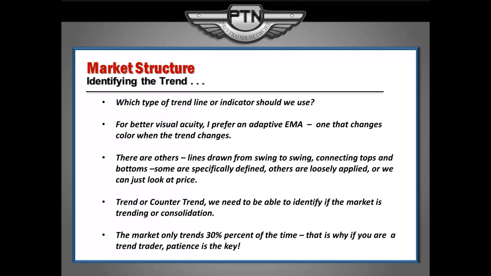Traders, there are other ways to draw trend lines, typically from swing to swing, connecting tops and bottoms. Some are specifically defined. If you're familiar with the work of Tom DeMark in his book, The New Science of Technical Analysis, he spends quite a bit of time actually defining a valid trend line. He calls his supply and demand lines. It's a very interesting read. And actually, one of the professional traders I encountered early in my trading career suggested to me that I buy Tom DeMark's book and read the chapter 100 times regarding his definition of what constitutes a valid trend line.